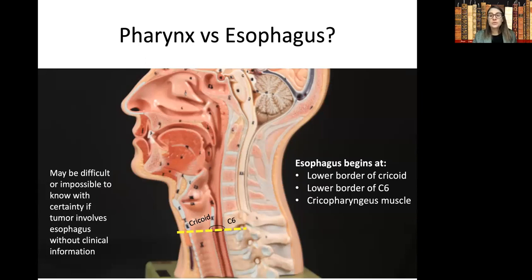Now, it may be difficult or impossible to know with certainty if the tumor involves the esophagus without clinical information. So whenever I have these specimens, I do refer to radiology and clinical notes to see if there is a clinical perception of esophageal involvement, because ex vivo, right, these tissues can retract and shrink and change shape, and therefore the actual border of the esophagus can sometimes be challenging to tell, even if we do have the cricoid in our specimen, right? Because we're not going to be having hopefully a vertebra in our specimen. Our only frame of reference might be that inferior border of the cricoid.